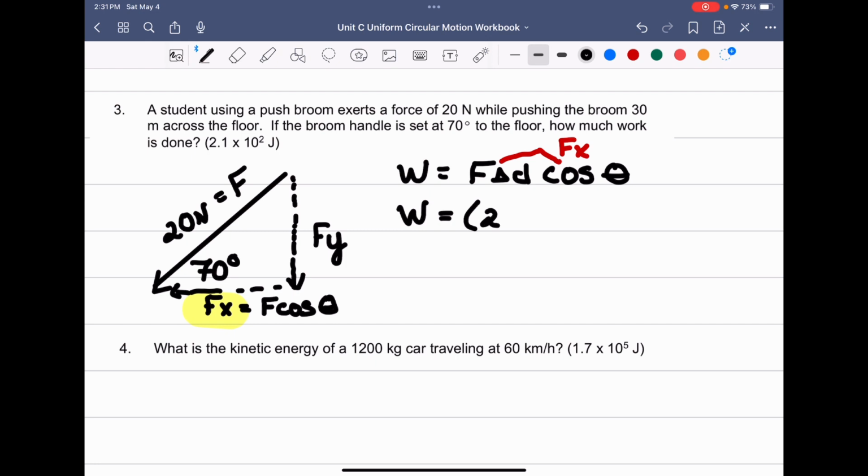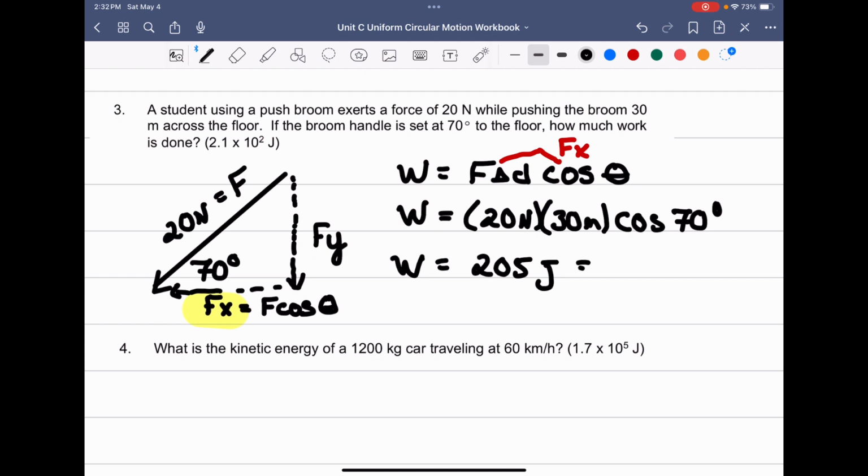Work is equal to 20 newtons, which is our hypotenuse, times the change in distance, which the change in distance here is, let me make sure, 30 meters, and then multiplied by the cos of 70 degrees. Therefore, the work that is done over this 30-meter distance is equal to 205 joules, which to two significant digits is 2.1 times 10 to the 2 joules. There we go. Excellent.